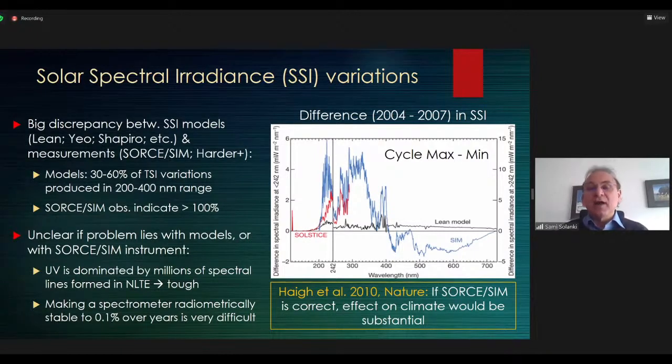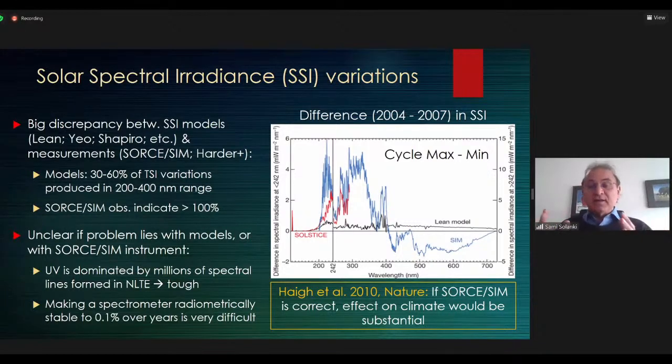And you can see why this is so in the image on the right. The model says, okay, in the visible and infrared part you have the same sign of the variations. That means the sun is brighter at times of high activity, as in the UV. The SIM measurements say, no, the sun is a lot brighter in the UV at activity maximum, but it's actually also a lot darker in the visible at activity maximum. And we don't know who is correct. Both are very difficult things to do, the models and the measurements.